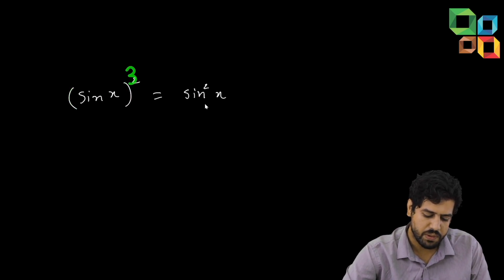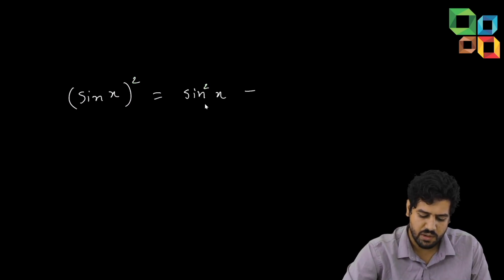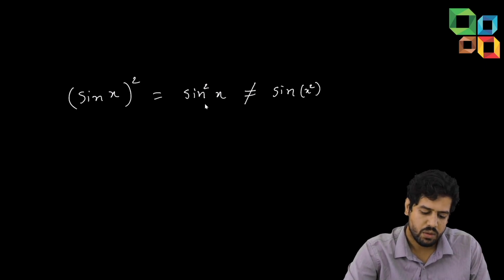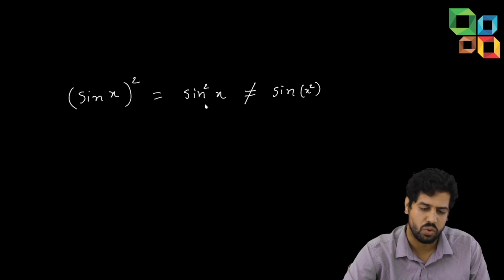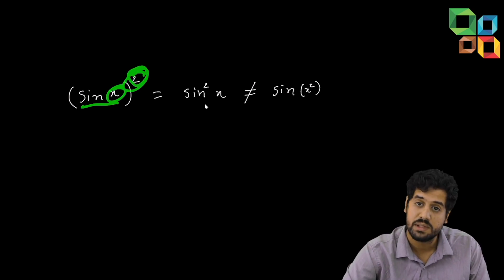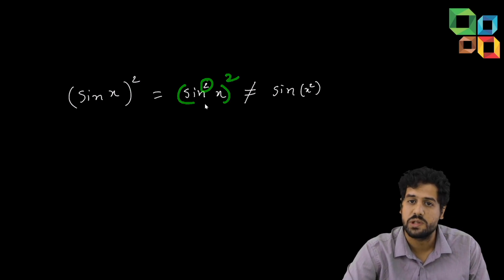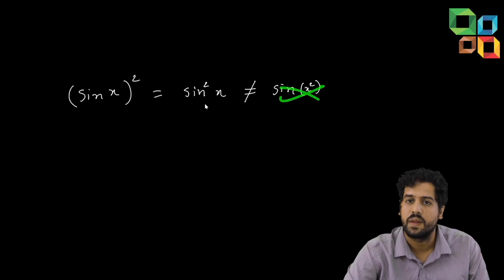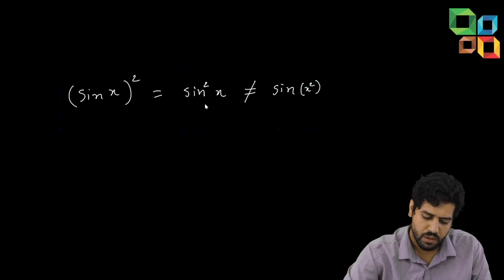Or if this is whole power 3, you can write it as sine cube. Mind you, this is not equal to sine of x squared. Okay, we are not taking the angle, squaring it and finding the sine. No, we are finding the sine of that particular angle, then we are squaring it. Okay, the squaring comes later. So sine square x means sine of x whole square, not sine of x square. Please don't make this mistake.